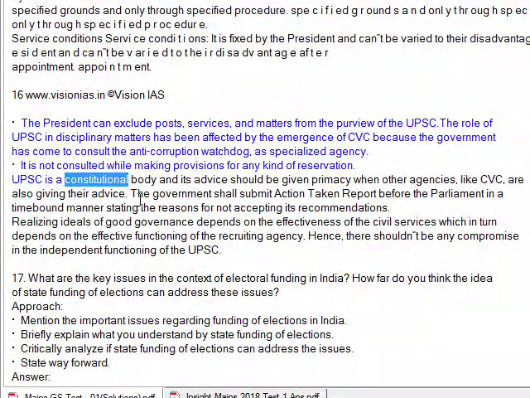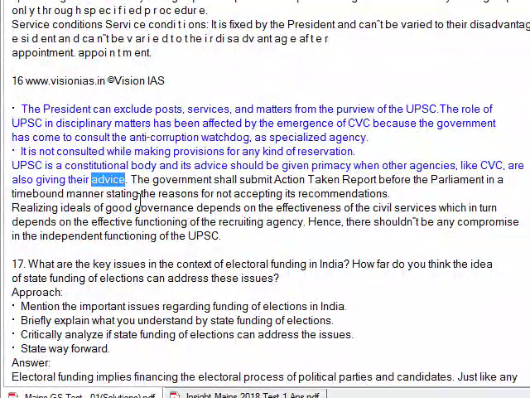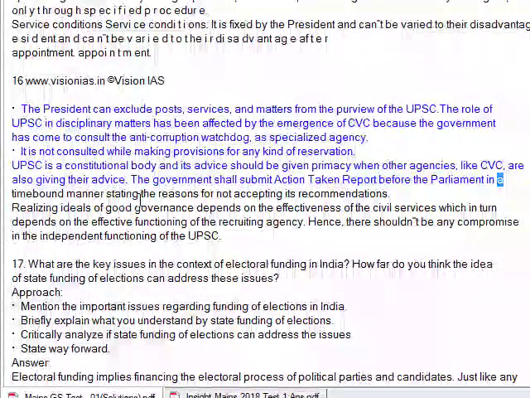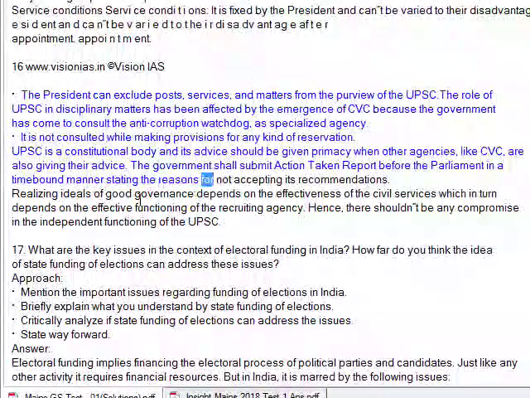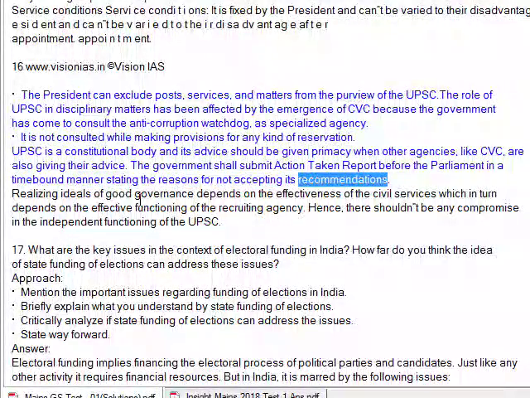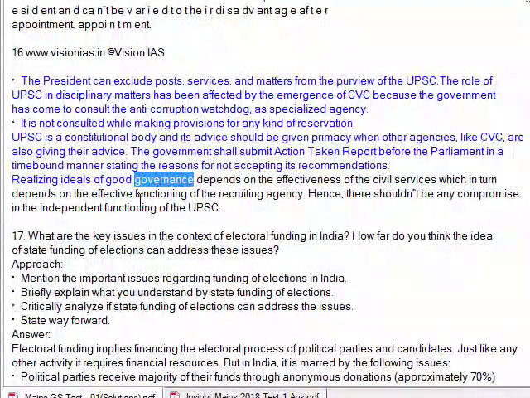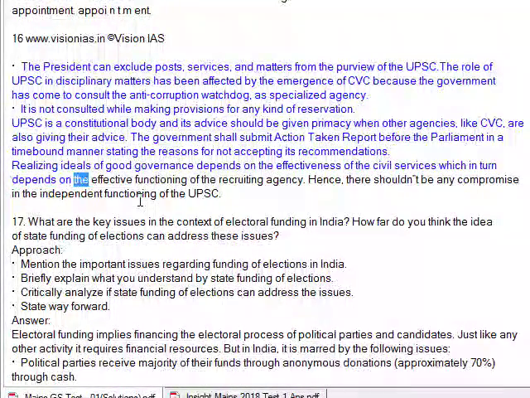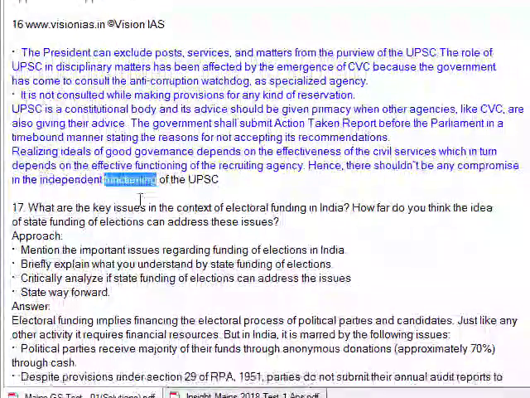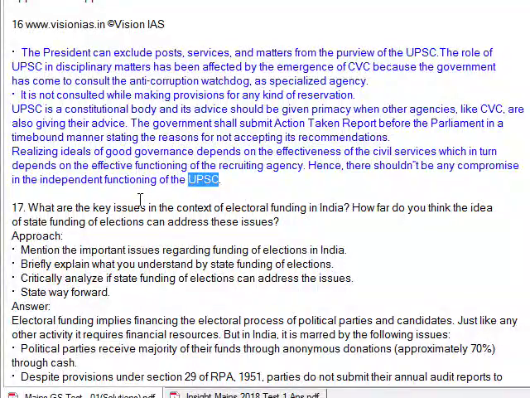UPSC is a constitutional body and its advice should be given primacy when other agencies, like CBI, are also giving their advice. The government shall submit action taken report before the Parliament in a time-bound manner stating the reasons for not accepting its recommendations. Realizing the ideals of good governance depends on the effectiveness of the civil services, which in turn depends on the effective functioning of the recruiting agency. Hence, there should not be any compromise in the independent functioning of the UPSC.